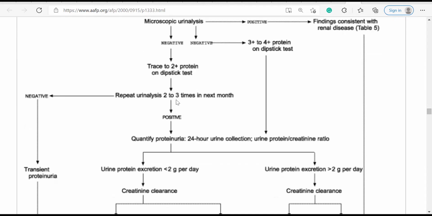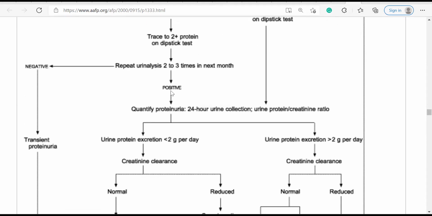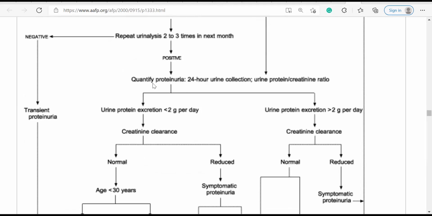So you do a repeat urine analysis at least 2 to 3 times. Okay. Once you did repeat urine analysis and it is still positive, then you do the quantification of proteinuria. That means you do a 24-hour urinary protein collection, or you do a urine protein creatinine ratio. Which one is more diagnostic, or which one would you do? If you got both of these options in your question, one is urine protein creatinine ratio and another is 24-hour urinary protein collection, which one is more feasible and which one is most appropriate?